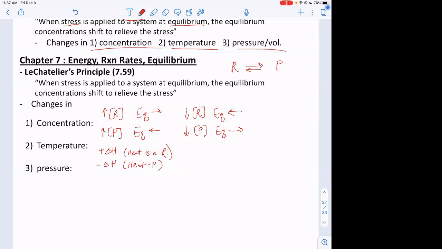So then you can just think of it as though you're increasing or decreasing a reactant or product, which is what we just wrote the shifts for. So if you're increasing temperature for a positive delta H, then equilibrium would shift. I can just write the arrow to the product side.